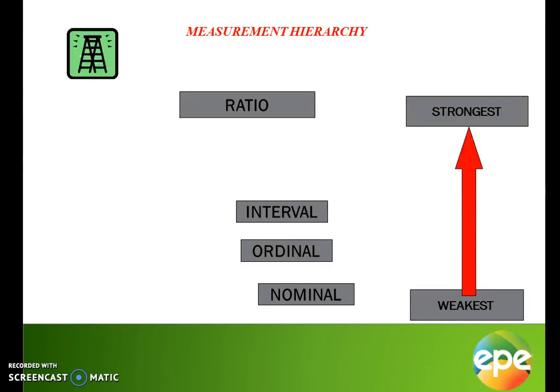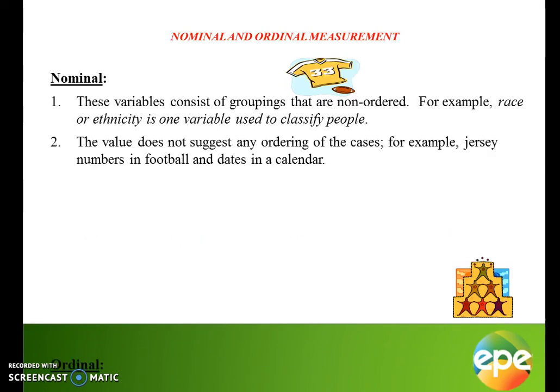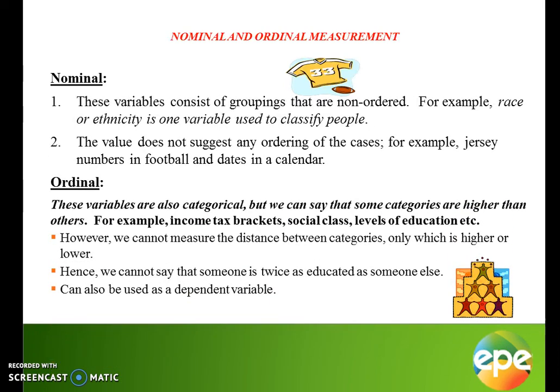Measurement hierarchy. How do we measure variables? From the weakest to the strongest. You have nominal variables, you have ordinal variables, you have interval variables, and you have variables that we call ratio. And you can see from the diagram that the nominal, ordinal, interval, ratio move from the weakest to the strongest point. What do we mean by nominal and ordinal measurements for variables?